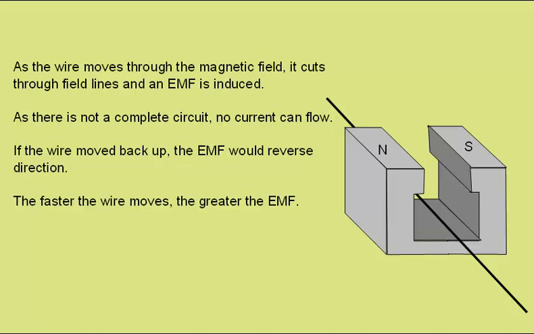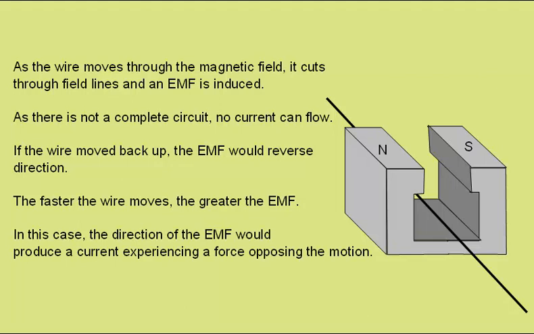The faster the wire moves, the greater the EMF. In this case, the direction of the EMF would produce a current experiencing a force opposing the motion, and by Fleming's left-hand motor rule, you can work out the direction that current would be in. The magnetic field goes from north to south, so if you point your first finger of your left hand in this direction, the wire was moving down, so the current must experience a force upwards.